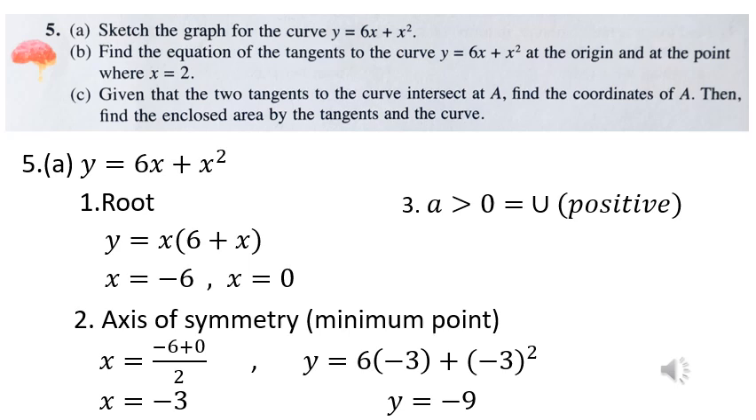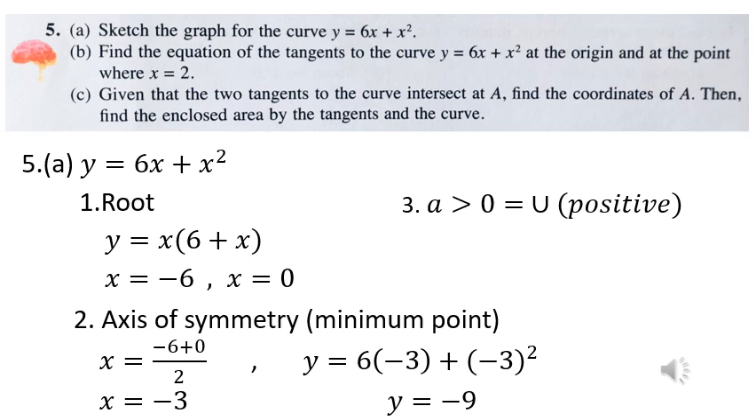Second, we can do the axis of symmetry. For x, we can use the formula sum of roots divided by 2. So x equals negative 3. Then we substitute x equals negative 3 into the equation. So we will get y equals negative 9.